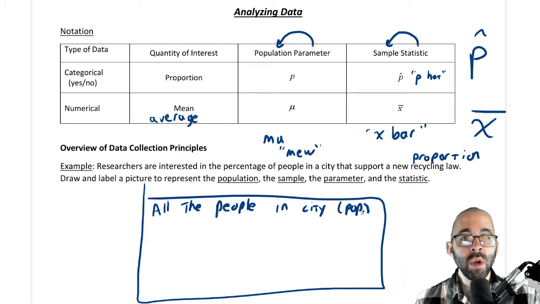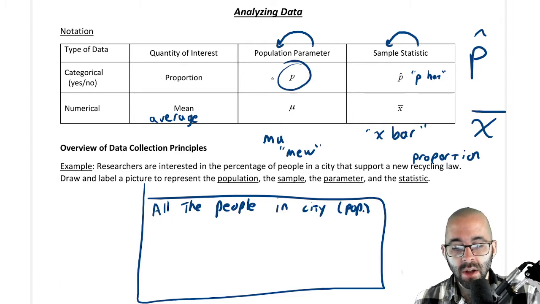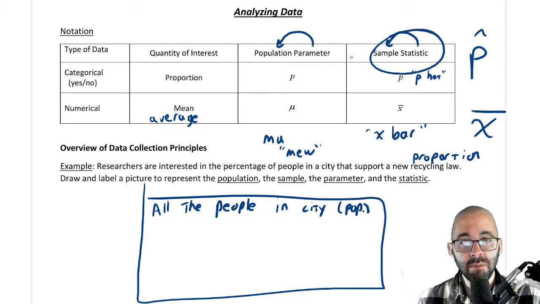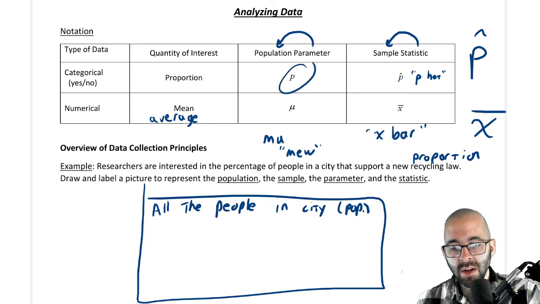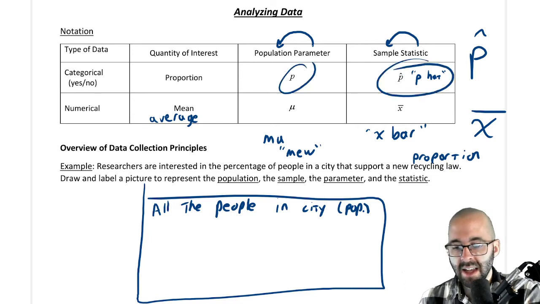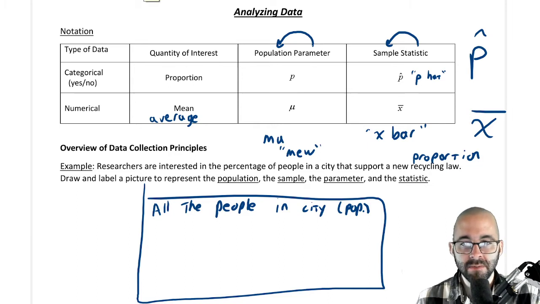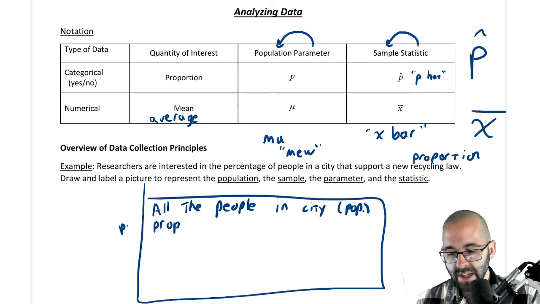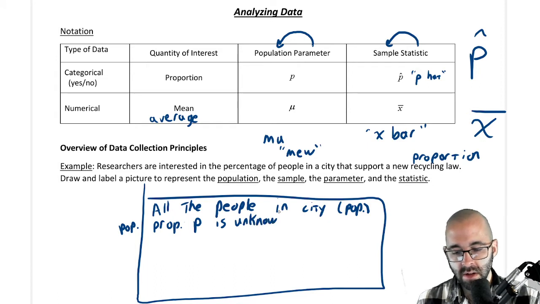And specifically, we don't know P, right? We don't know what everyone in the city thinks. We can only ask some people. We don't know P, we only know P hat. We can only take a sample. We cannot ask everyone in the city probably. So this true proportion, the population proportion, P, ooh, lots of P's here, is unknown. We don't know what all the people think.